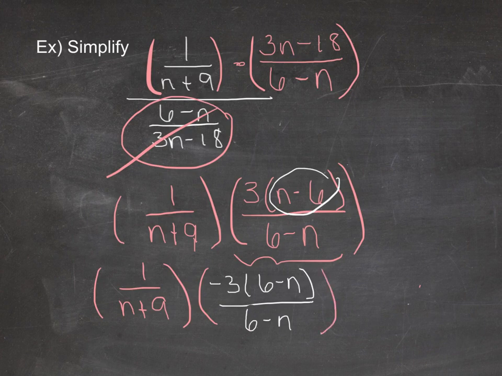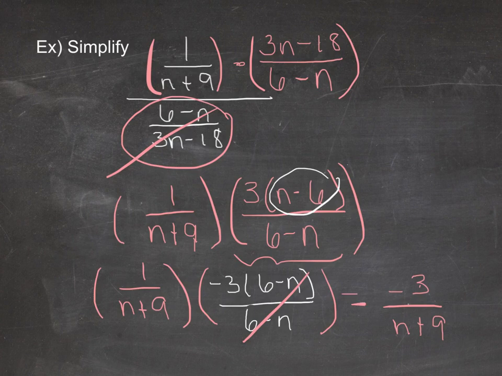Okay, so that's a really good trick because now both those are in common. So the 6 minus n on the top and the 6 minus n on the bottom, now I can cancel them out. So now I'm just left with 1 over n plus 9 times -3. So that would just simplify to -3 over n plus 9.